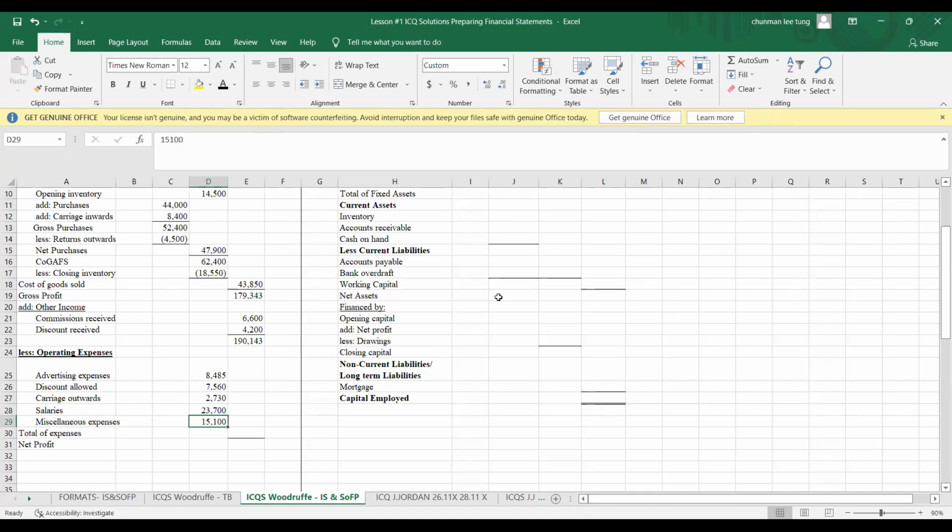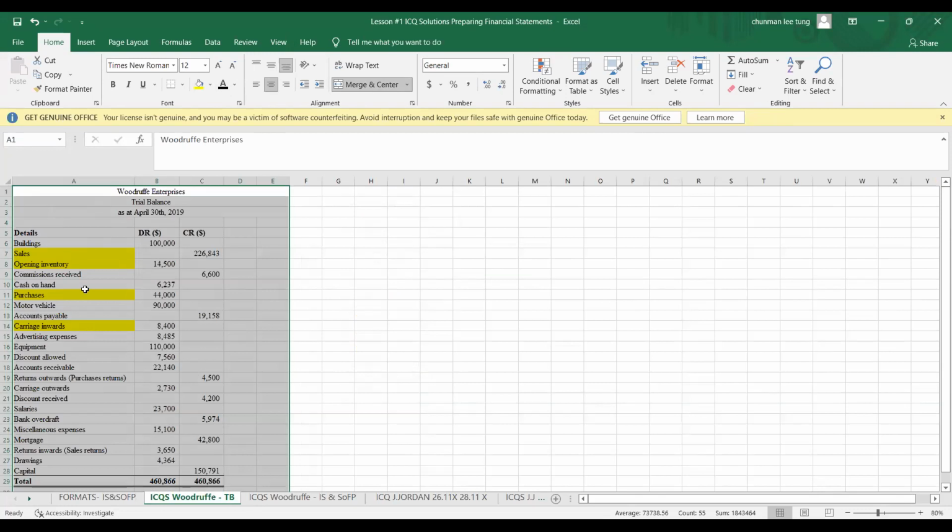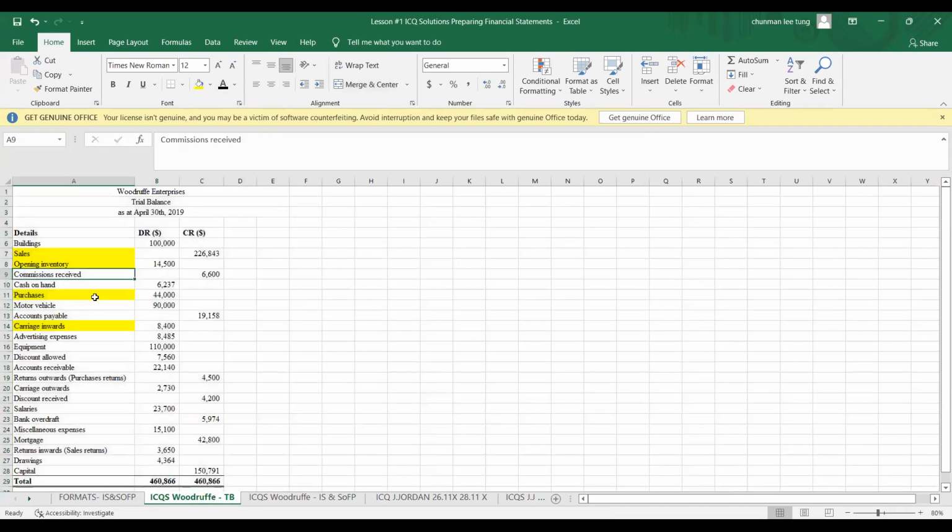Double check, make sure that we have accounted for all. Let me just make sure. So we looked at the commission received already. We looked at advertising expense. We looked at discount allowed. We looked at the carriage outwards. We looked at discount received, salaries. Well, what about bank overdraft? Do we have to put it in?